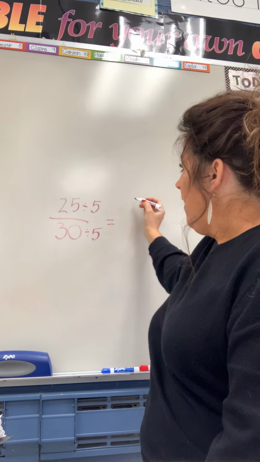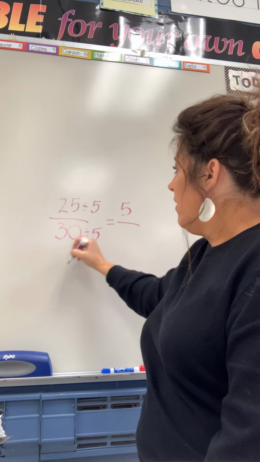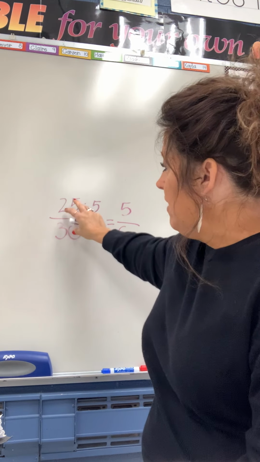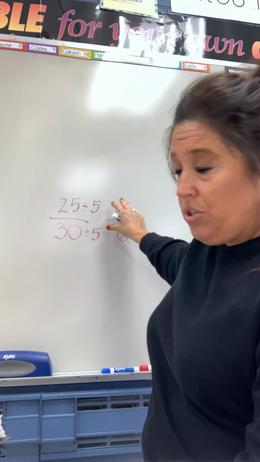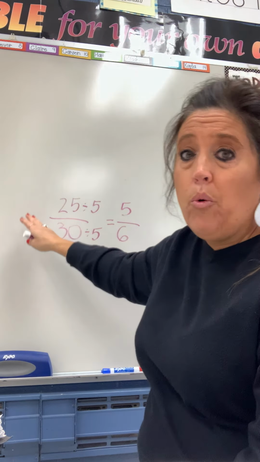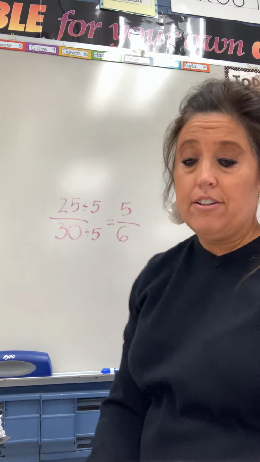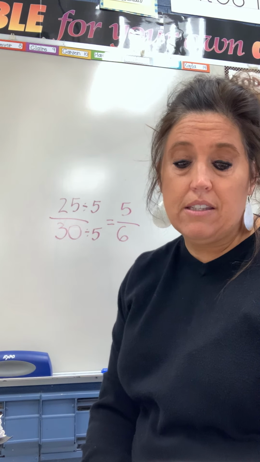25 divided by 5 is 5. 30 divided by 5 is 6. Notice I'm putting an equal sign here because I'm showing that this amount is equal to this amount. They are equivalent. It's the same amount here as here. So my final answer, simplified, would be 5/6.